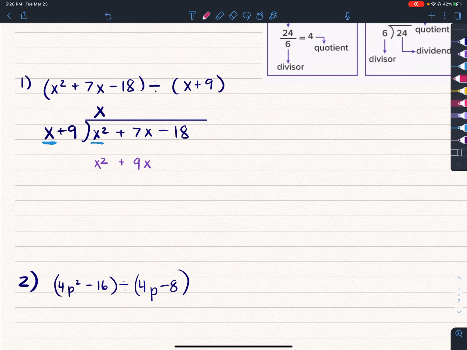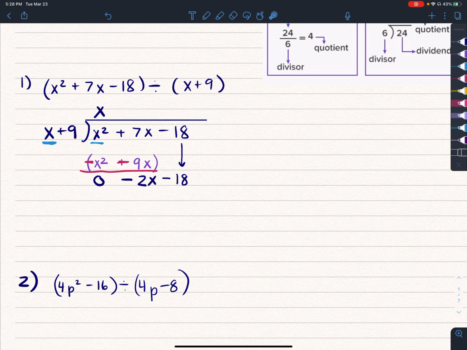And now we're going to do what we always do in long division, which is subtract these. Something that might be helpful is to put little brackets here to remind you that when you subtract, you have to distribute that negative everywhere. Okay, so now we have x squared minus x squared, we get 0. That's what we expect. And now we have 7x minus 9x, so we're left with minus 2x. And now we drop our 18 down, so negative 18.